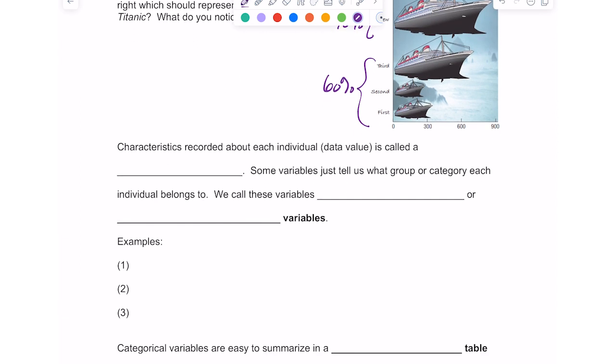Characteristics recorded about each individual or data value is called a variable. So if you've taken algebra or geometry or any other math class, variables are your unknowns. Well, they can be unknown in statistics, but we don't usually represent them using the letter X. So you want to kind of think outside the box there. Variables here are just characteristics.